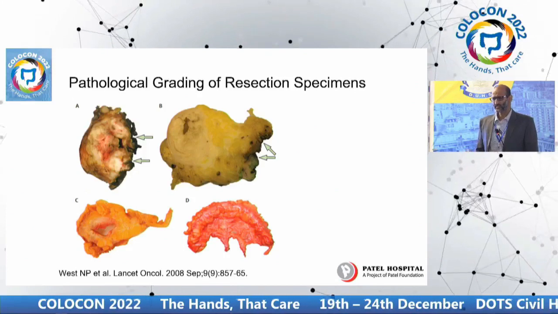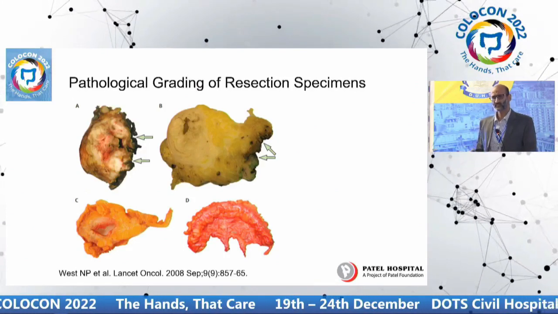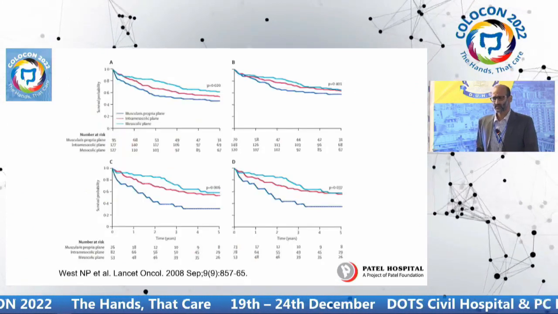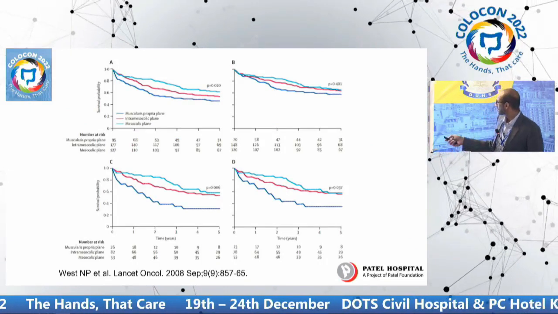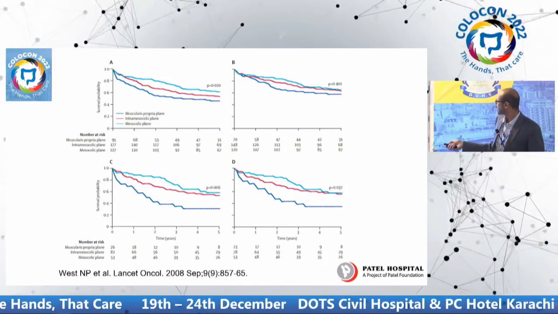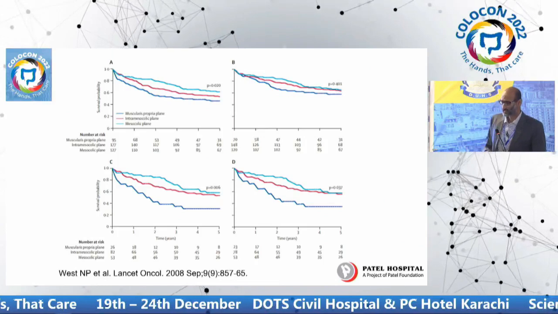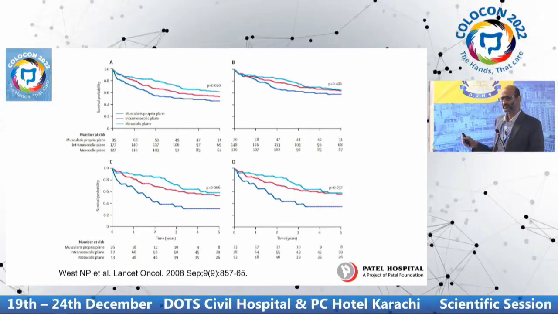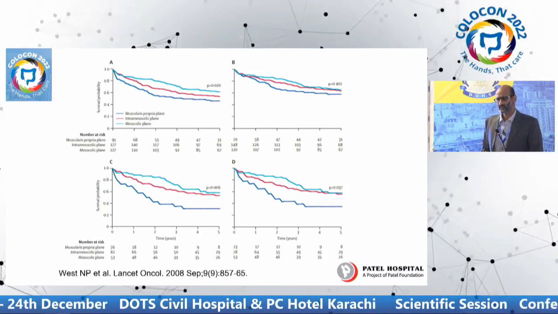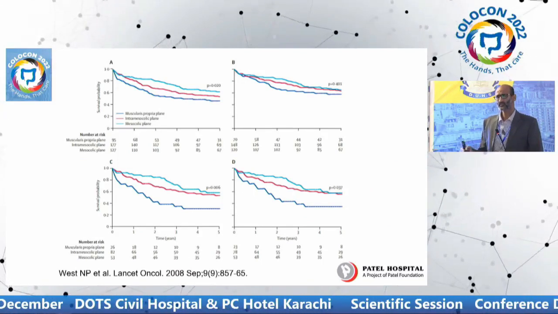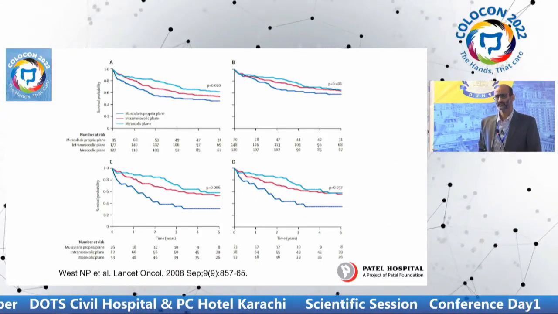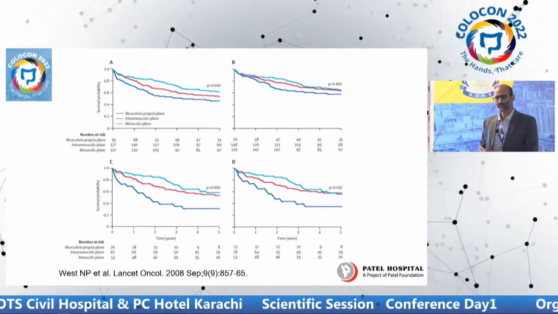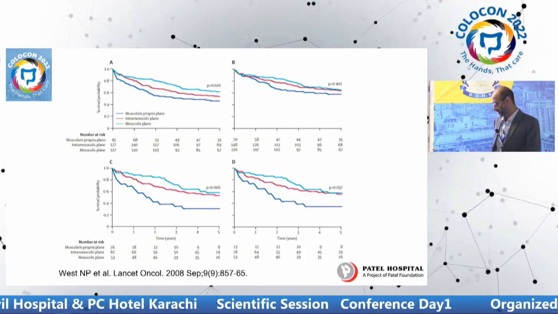And they basically looked at a number of cases in their own institution and showed that the top survival curve in each of these figures is the mesocolic plane excision, and the bottom curve is the muscularis propria excision. And they showed that the outcomes are clearly better if the surgery is kept in the mesocolic plane.